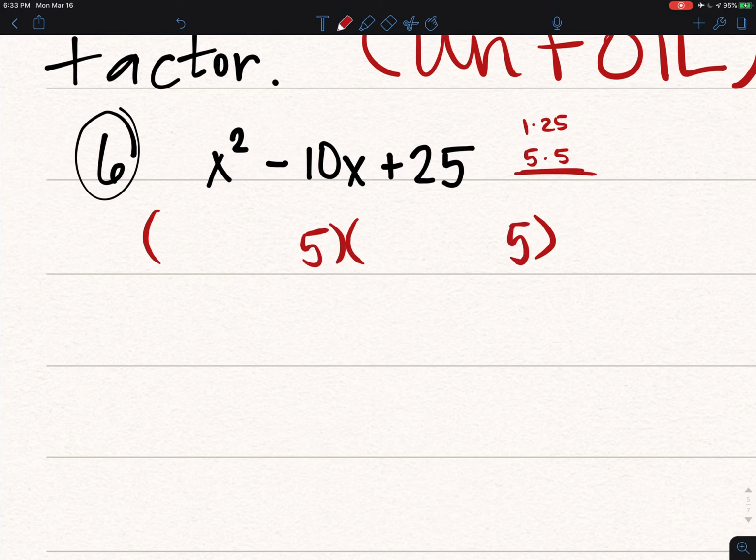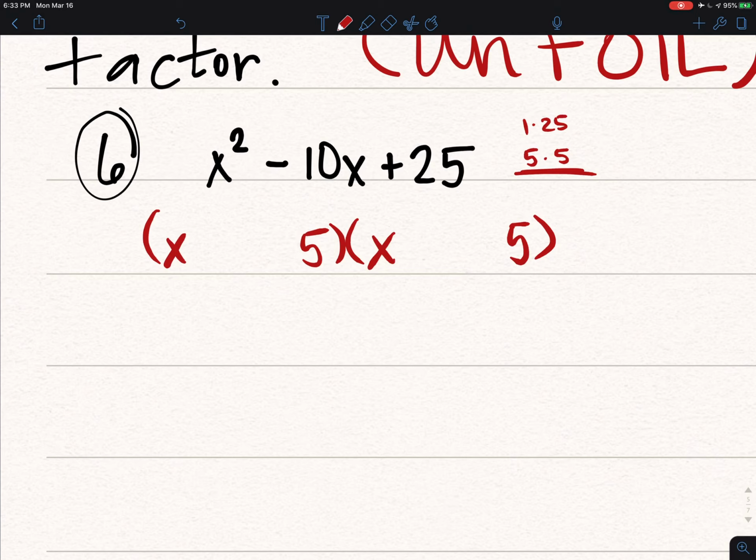These are going to be my lasts. Now, how do I get my firsts? Well, go to the very first term and ask yourself what 2 things would multiply to give you an x squared. And that would be an x and an x. X times x is x squared.